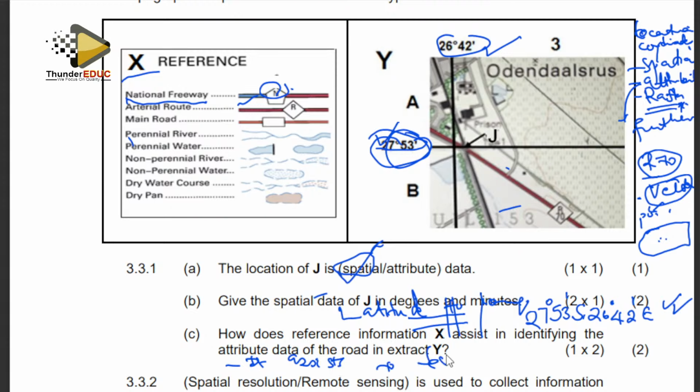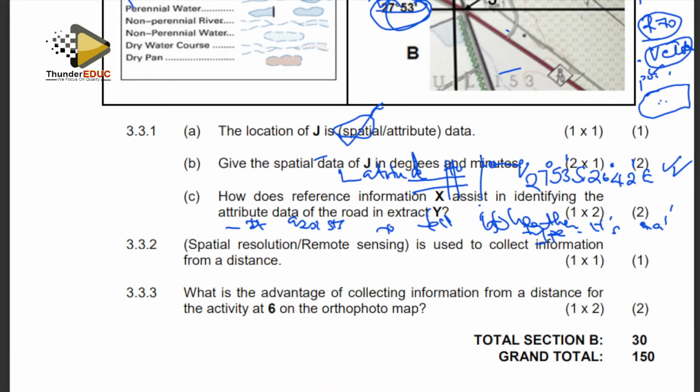So it assists to tell whether it is a national road or arterial road. In other words, it assists to tell which type of road it is. That's all. It assists us to tell which type of road is it. Is it a national road? Is it a main road? Is it an arterial road? Like that. So you can only tell the type of the road by looking at the key to identify that this road that looks like this, that has this color, is this kind of a road. Okay, it's this kind of a road. All right. We go on.